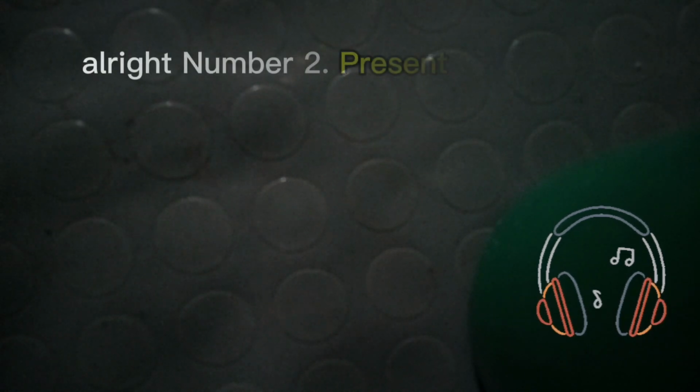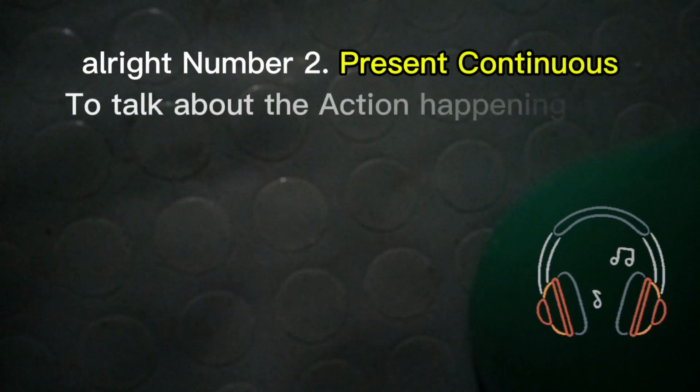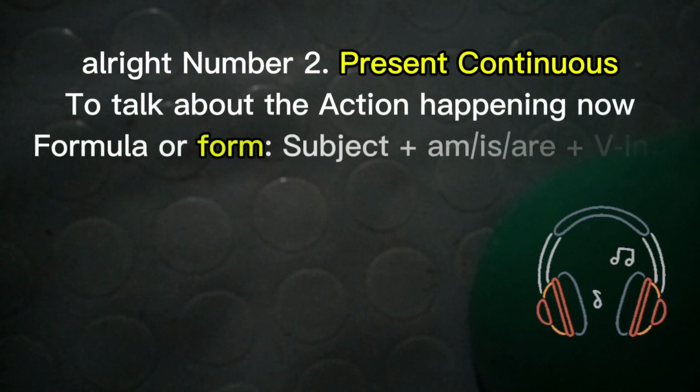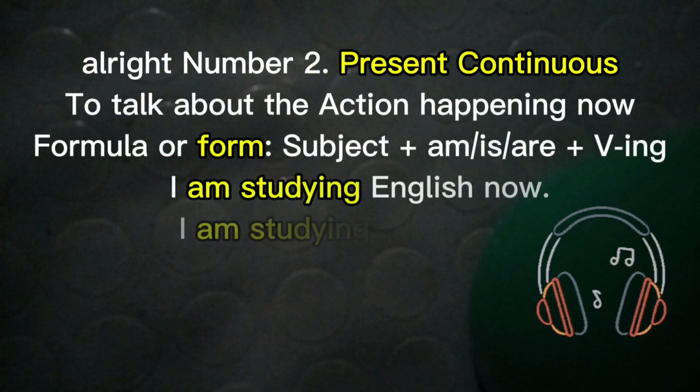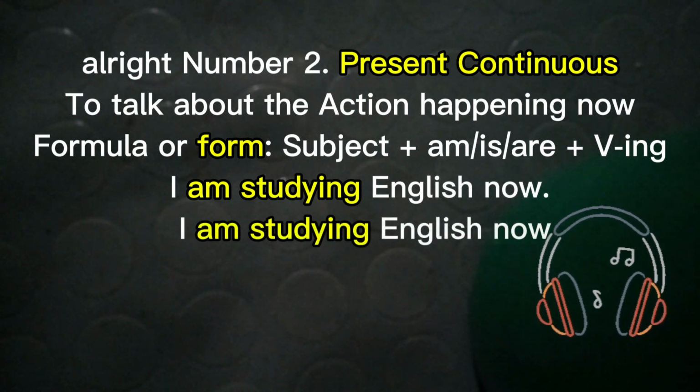All right, number 2, present continuous, to talk about the action happening now. Formula or form: subject plus am, is, are plus V-ing. I'm studying English now.